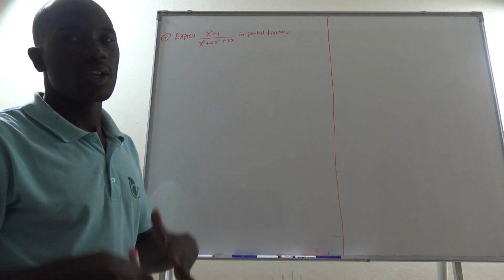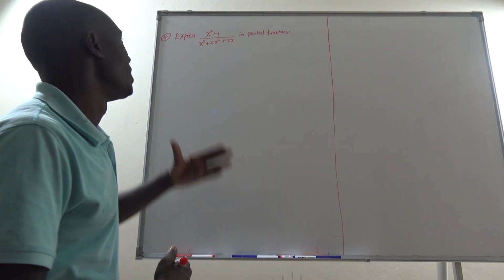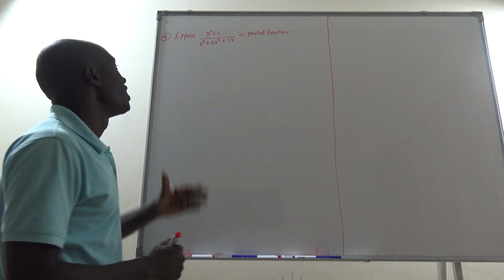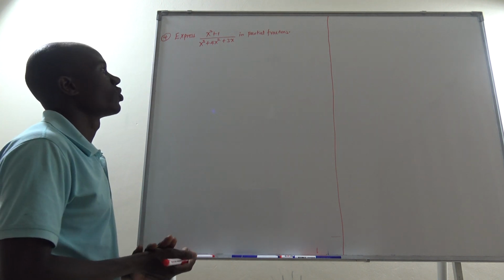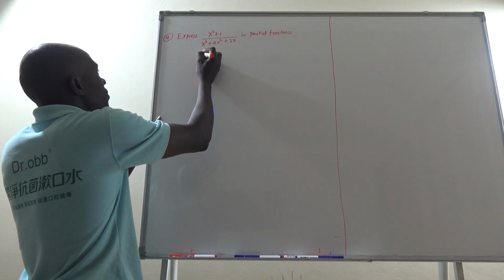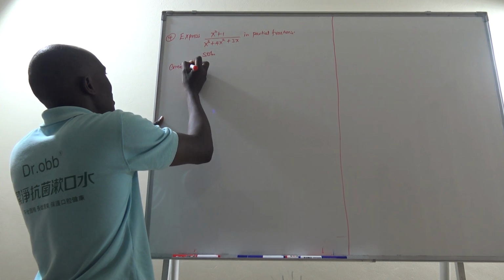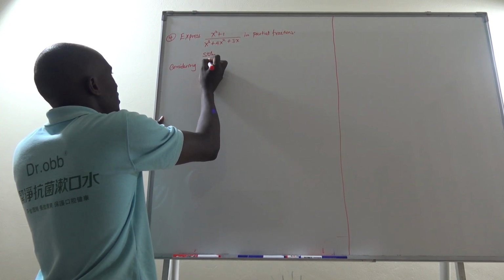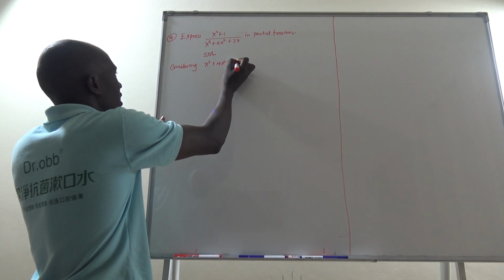We are still doing the general questions dealing with partial fractions. Then question 4 goes: express (x squared plus 1) all over (x cubed plus 4x squared plus 3x). So what we're going to do is first consider the denominator, x cubed plus 4x squared plus 3x.